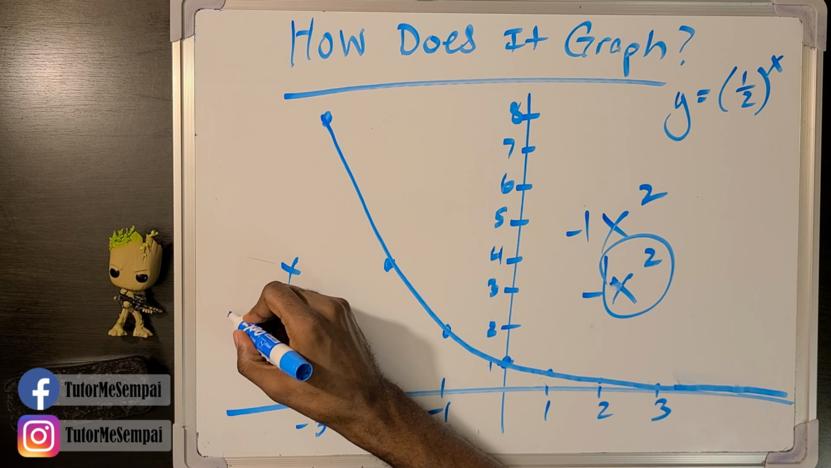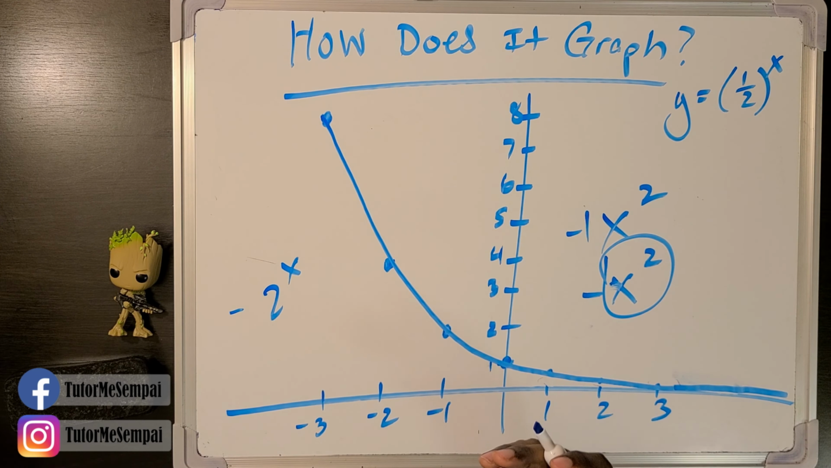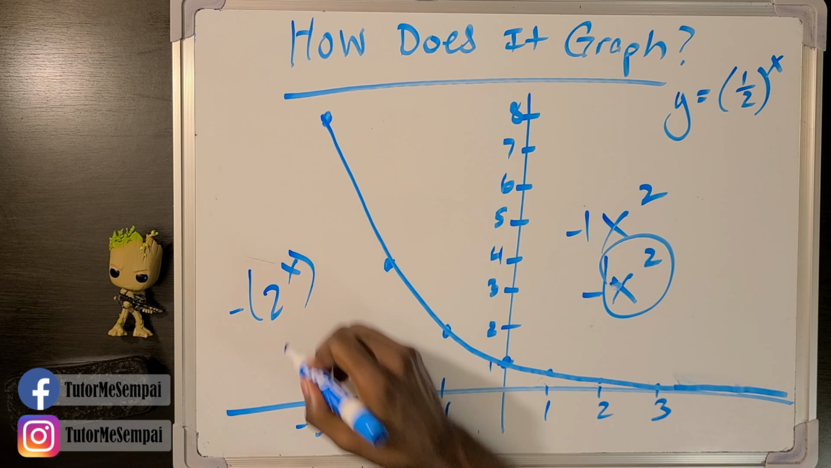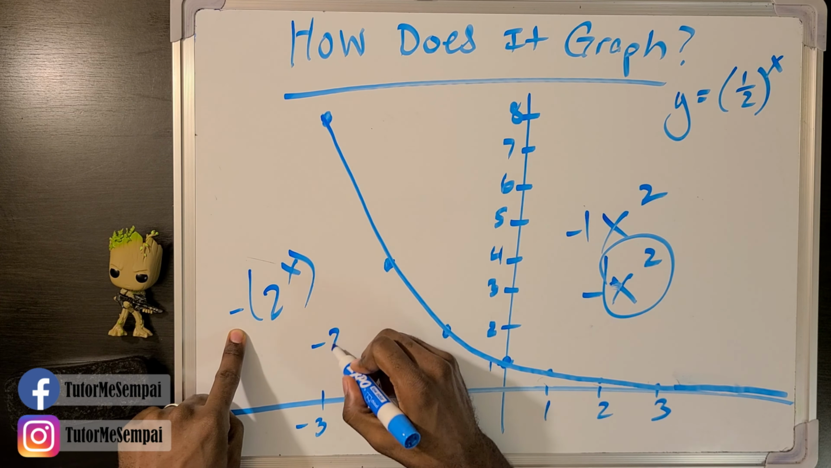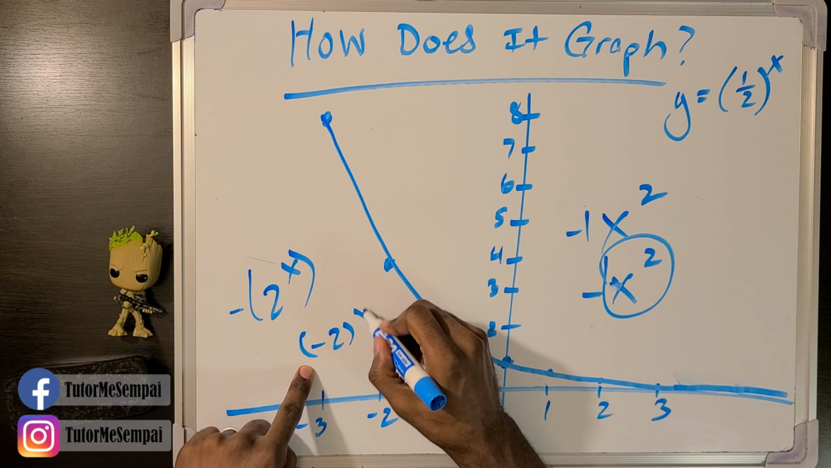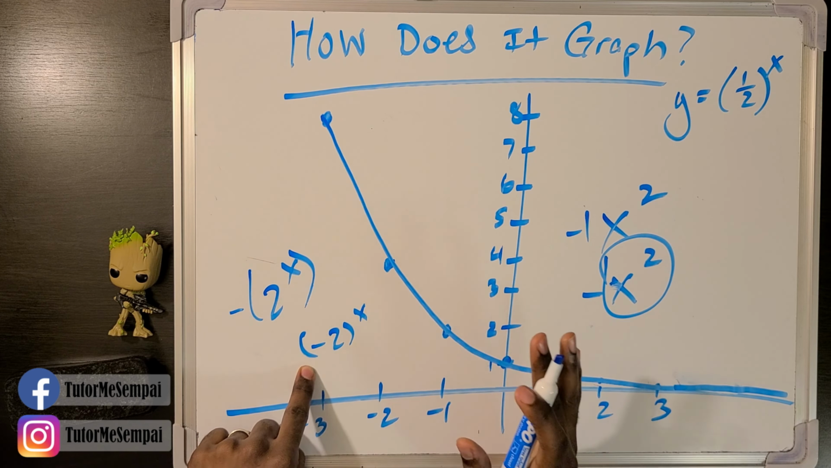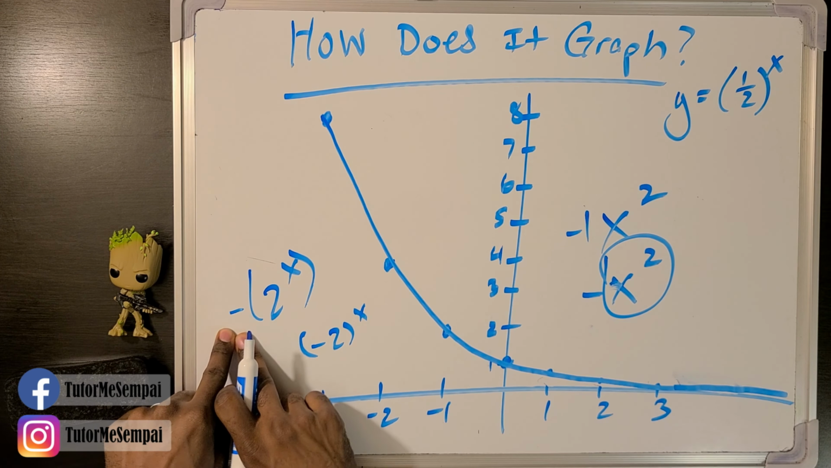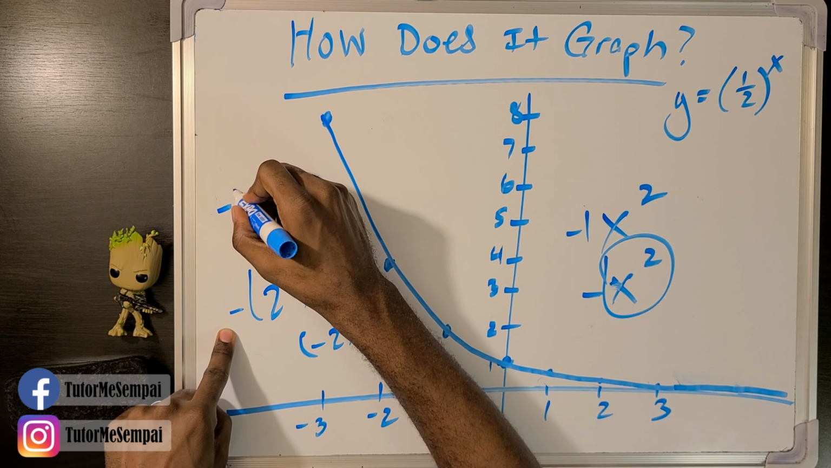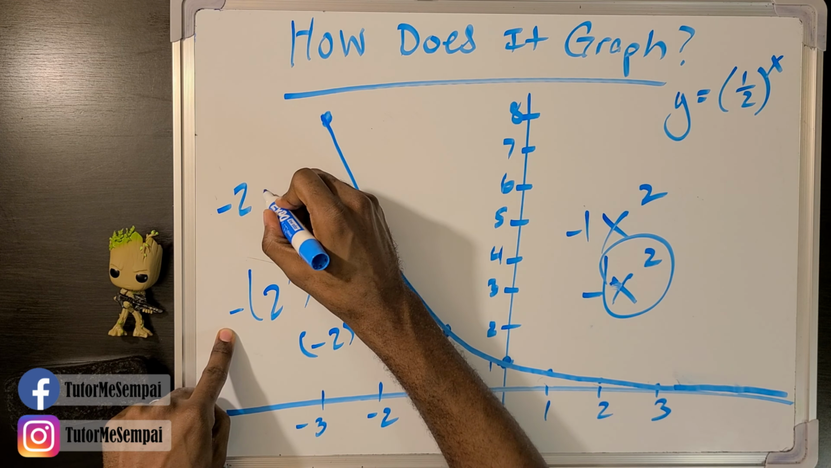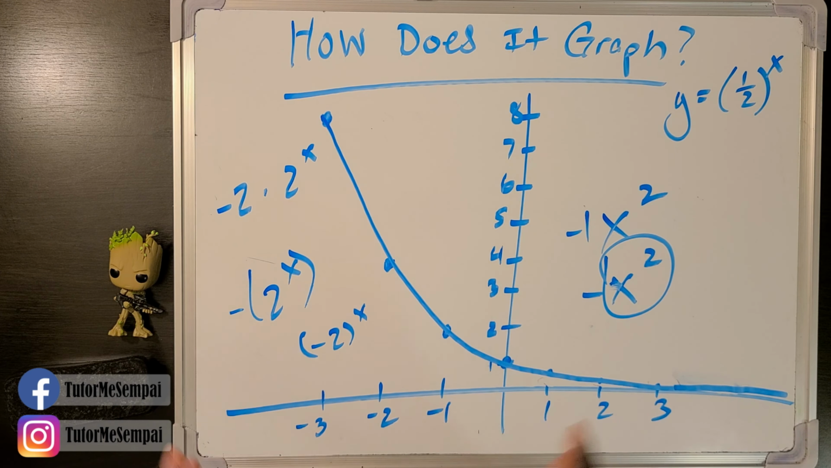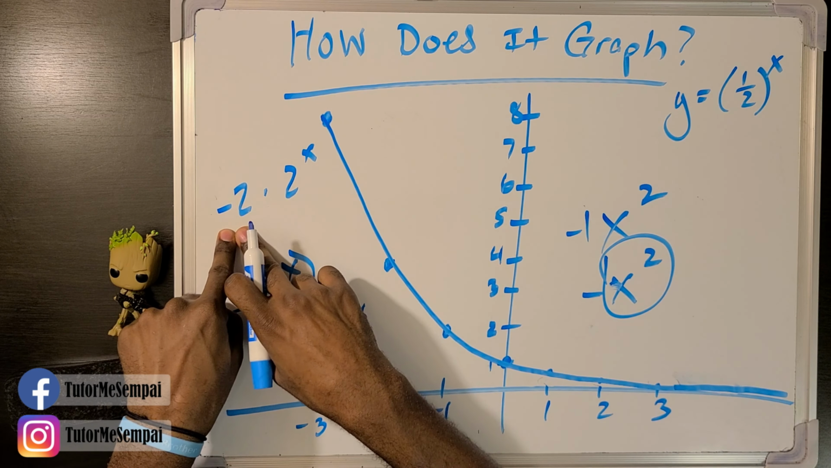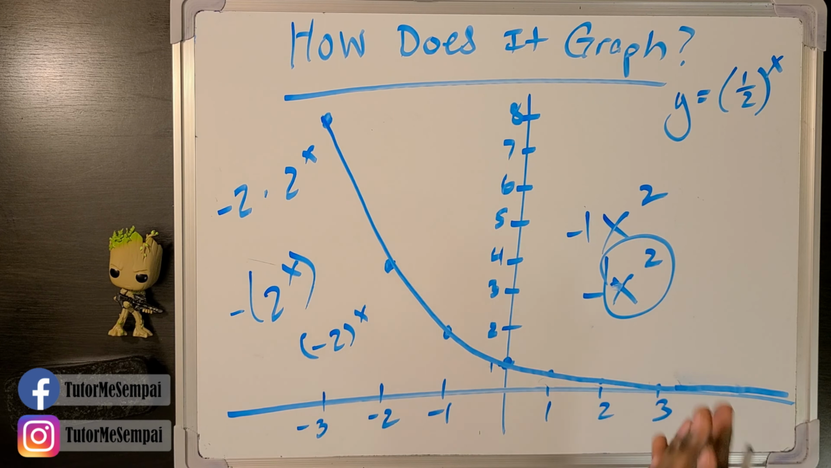But you can always throw in a coefficient in front. However, make sure that you have your parentheses, or else you're going to be thinking you have a negative base, and that's incorrect. You can always put a coefficient in front. Negative something, so let's say -2 times your 2 to the x is perfectly legal. And that negative will now make your exponential always negative.